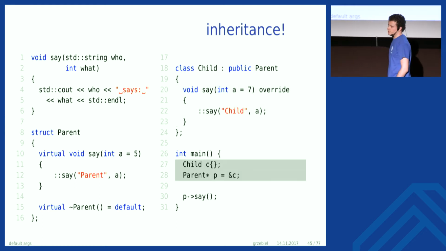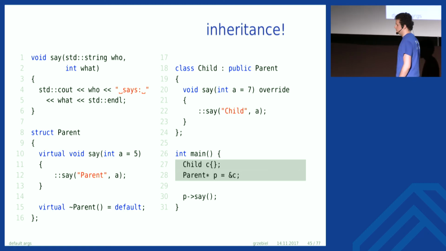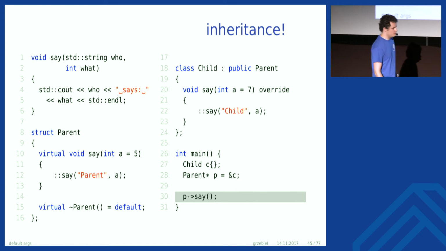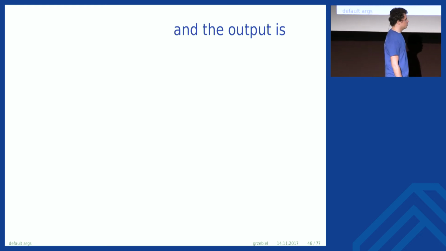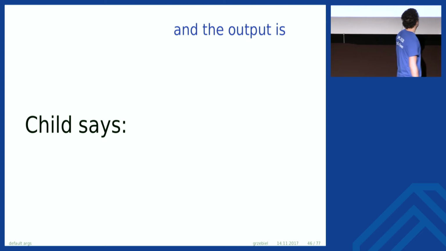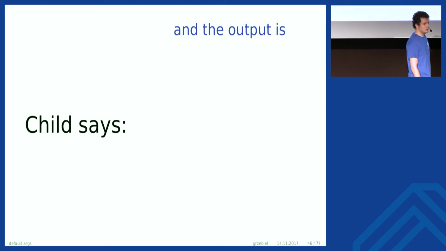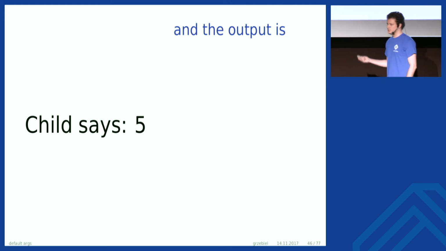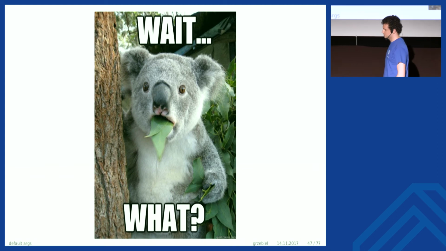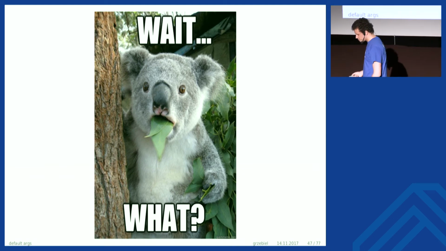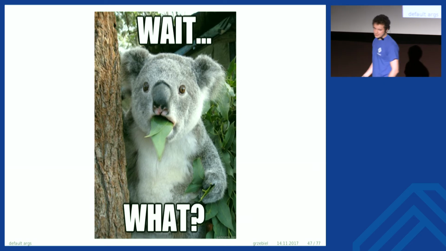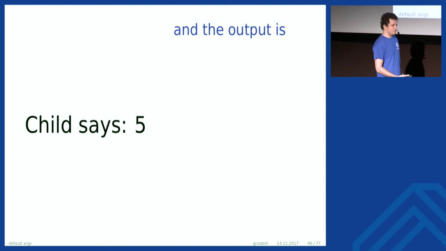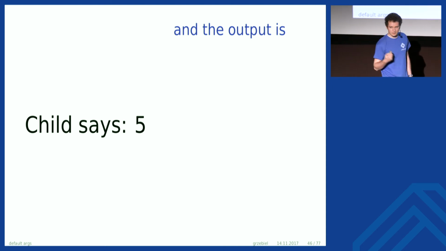And just create a pointer to our child, assign it to the pointer for the base to have a virtual call, and call it. So what would be the output of this program? Okay, child says, because we all know how polymorphism works, but the child says 5. And actually, this was my face when I first saw that. So to fully understand why we get such output, for those who don't remember, the 5 is a default argument for a base class.